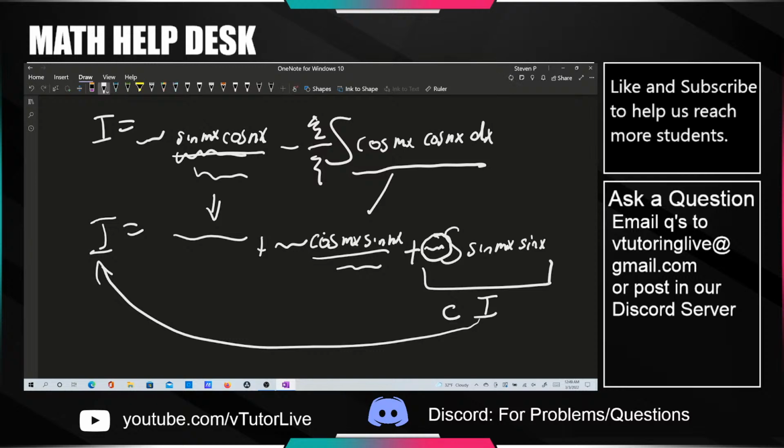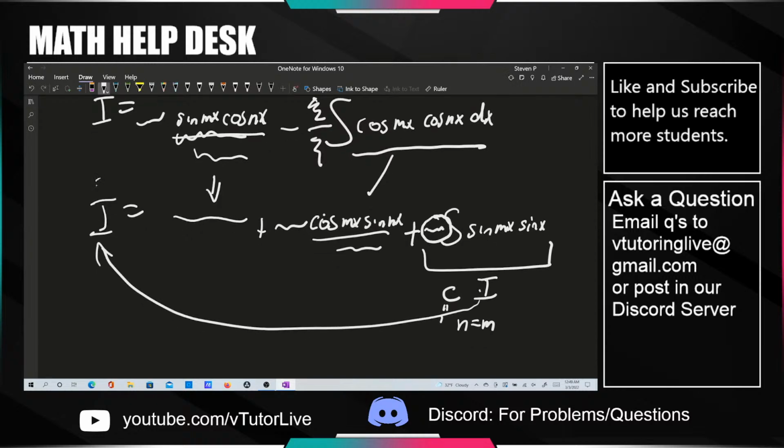But the really special thing that happens is that when n is equal to m, c is going to be equal to 1, I think is what I found. And when that happens, this I and this I cancel out with each other. So this method is not going to be useful for the case where n is equal to m. That's why you have to special case it. But whenever n is not equal to m, this method will let you find an expression for I.